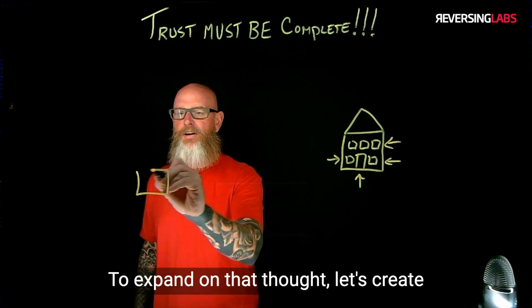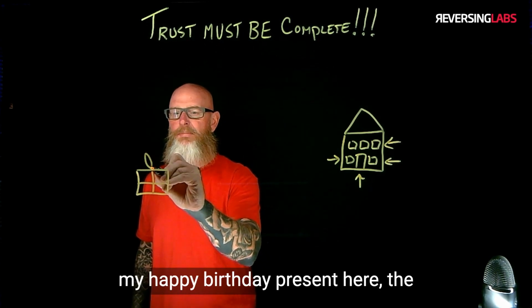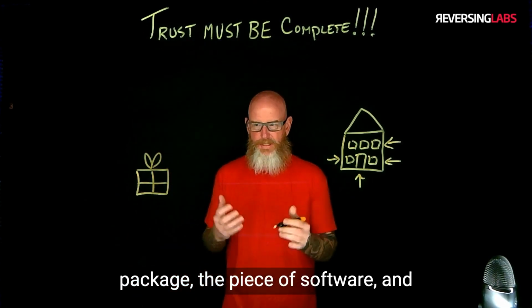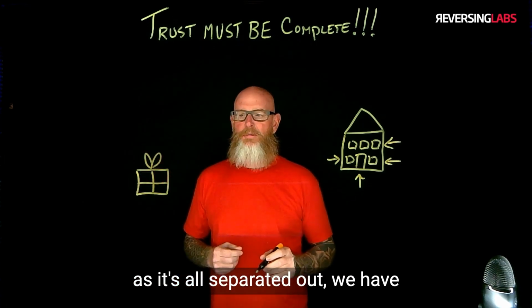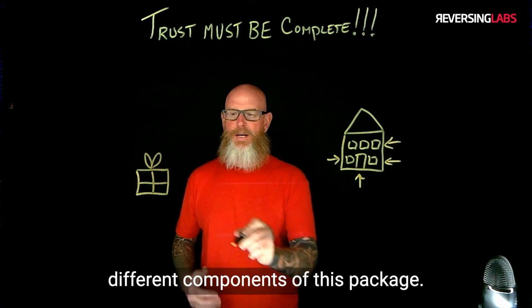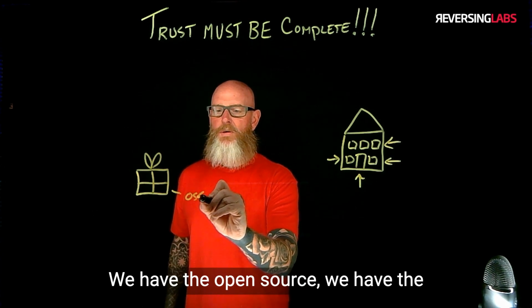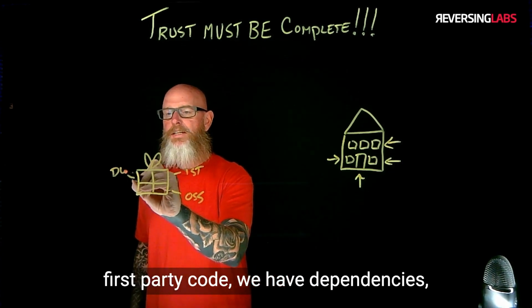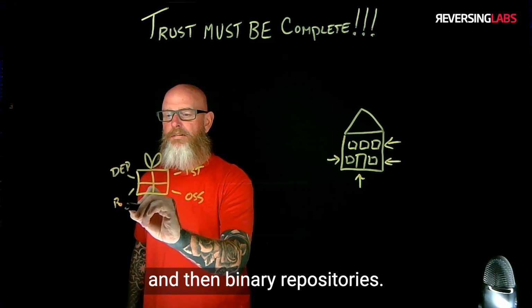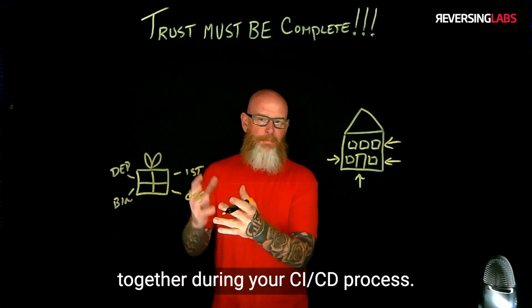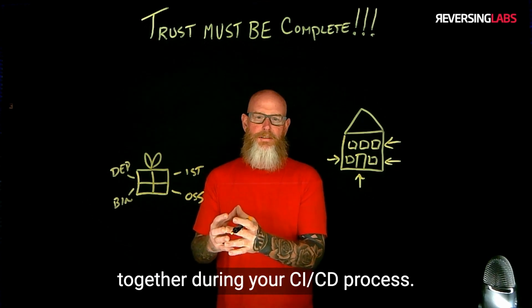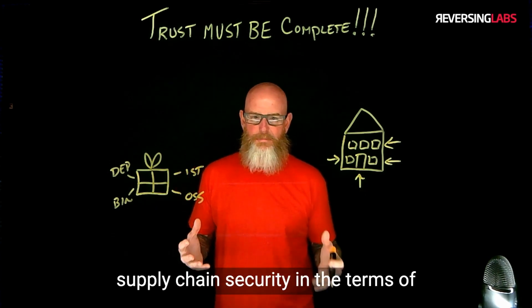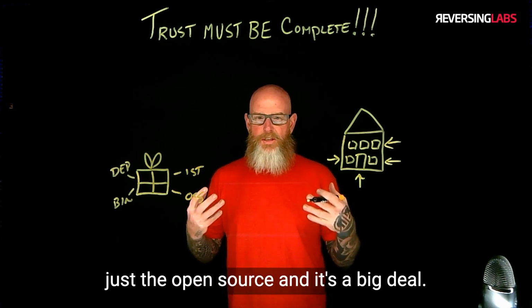To expand on that thought, let's create my happy birthday present here, the package, the piece of software. And as it's all separated out, we have different components of this package. We have the open source, we have the first party code, we have dependencies, and then binary repositories. All these things are combined together during your CI/CD process. A lot of times people talk about software supply chain security in terms of just the open source.